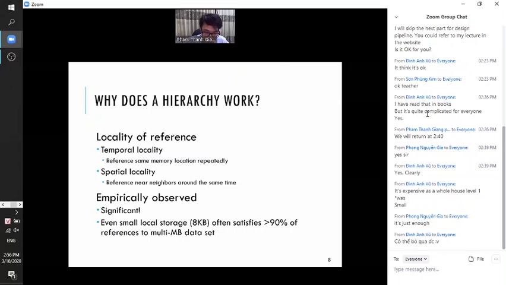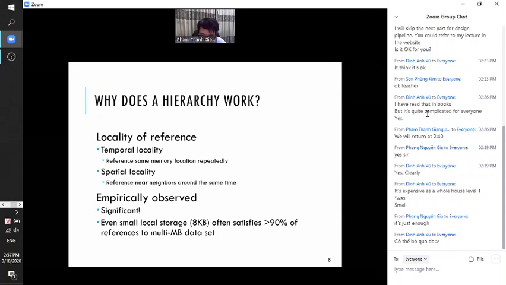In this case, we have two ideas, temporal locality and spatial locality. Temporal locality means that if we reference a memory location, it is often referenced repeatedly. Like you open a book, you can read the page again and again to understand something. Spatial locality means when we reference a location, we often reference nearby locations around the same time.